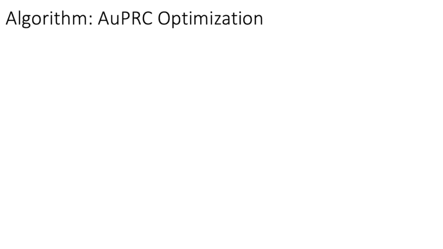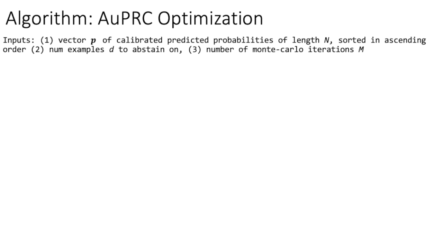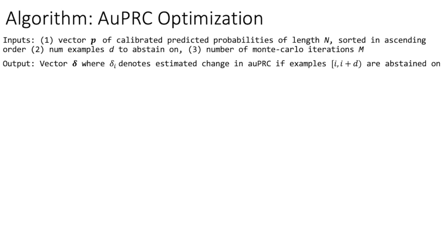Putting this all together, we can finally write out our algorithm for AuPRC optimization. The inputs to the algorithm are: 1. The vector p of calibrated predicted probabilities sorted in ascending order, 2. The number of examples d to abstain on, and 3. The number of Monte Carlo iterations m. The output will be a vector delta, where delta I denotes the estimated change in AuPRC if examples from I to I plus d are abstained on.